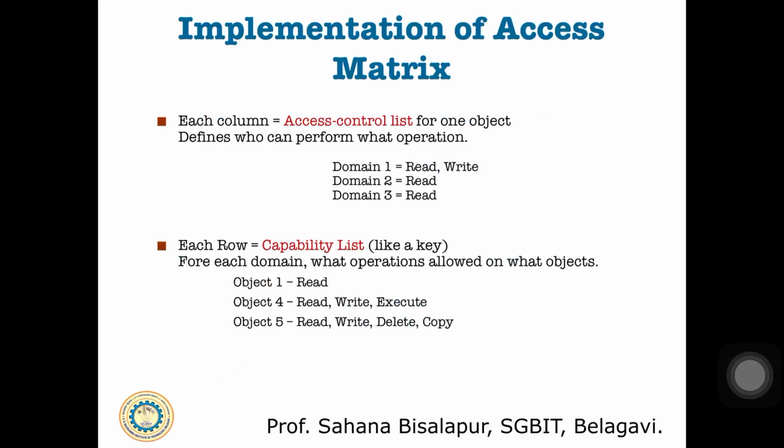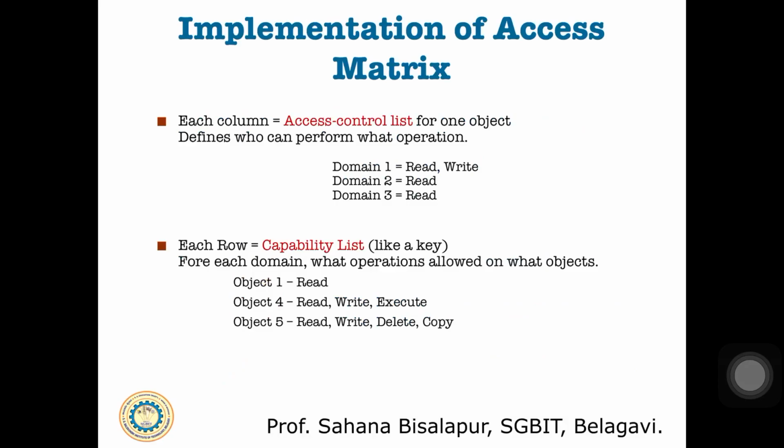We search this global table, and if an appropriate entry is found, only then are we allowed to continue with that operation on the particular object. If that entry is not available in the table, then an exception or error condition is raised. Next we will see the access control list.